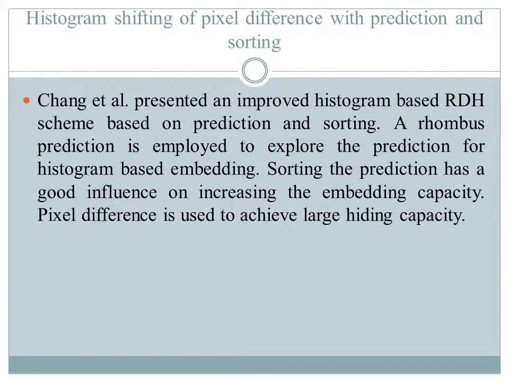Now the next technique is histogram shifting of pixel difference with prediction and sorting. The paper is proposed on this technique by using prediction and sorting. A rhombus prediction is employed to explore the prediction for histogram based embedding. Sorting the prediction has a good influence on increasing the embedding capacity. Pixel difference is used to achieve large hiding capacity.